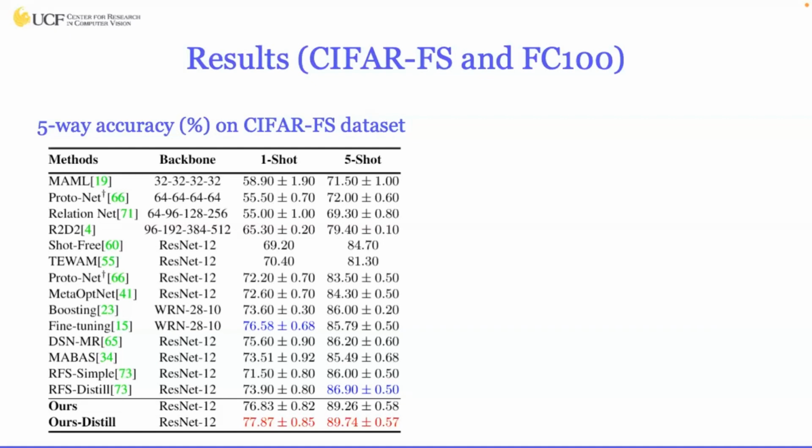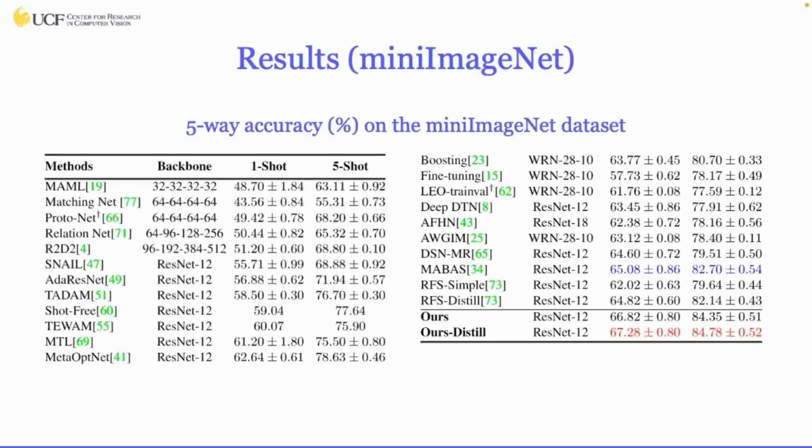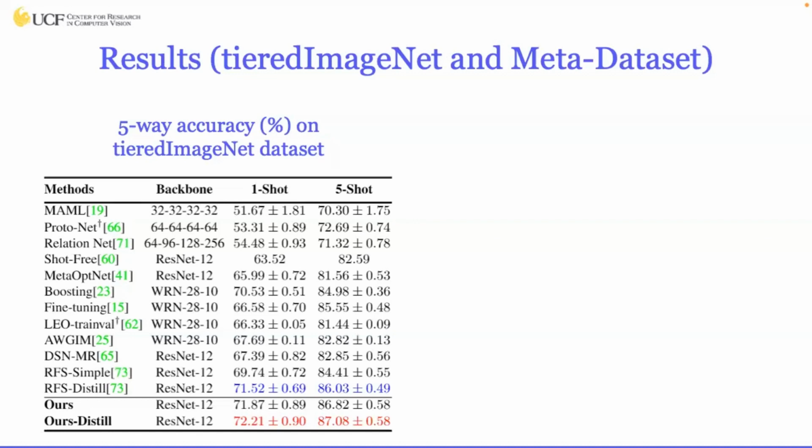We observe that our numbers are reported in red, and the second best is in blue. Compared to the second best, we have significant improvement. We see larger improvement on FC100. In the case of 5-shot, we outperform by around 5%. We also report results on the mini-ImageNet dataset, which is basically 100 classes from ImageNet, and we also see good improvement. We also report results on the tiered-ImageNet dataset, which has more than 600 classes from ImageNet, and we also see noticeable improvement.